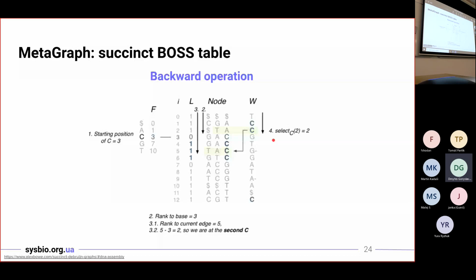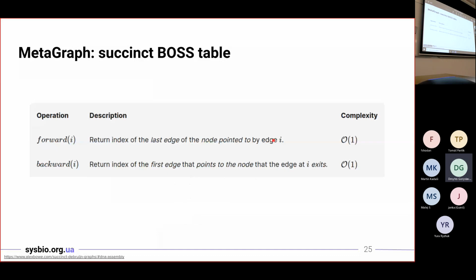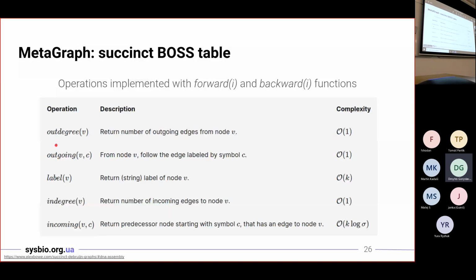And they can be used to implement some more complex operations. So for example, out degree and in degree, which return the number of outgoing or incoming edges of the node, or following the edge labeled by some specific symbol. So that means that within this data structure, you can easily navigate through the graph, and it is a compressed data structure, so it's more efficient than storing the complete graph, for example, in adjacency lists.